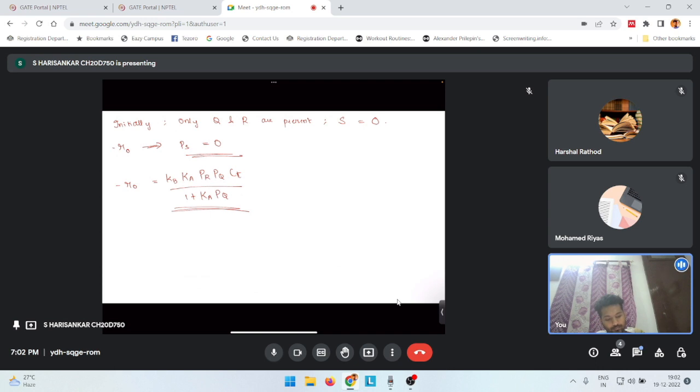Now if we take KB into KA into CT as a constant A and KA as B, we'll get this initial rate as minus R0 is equal to A into PR PQ by 1 plus B PQ. Since they have given in the question that R and Q are equimolar in the system, that means we can take PR equal to PQ, and that will be equal to the pressure PT.